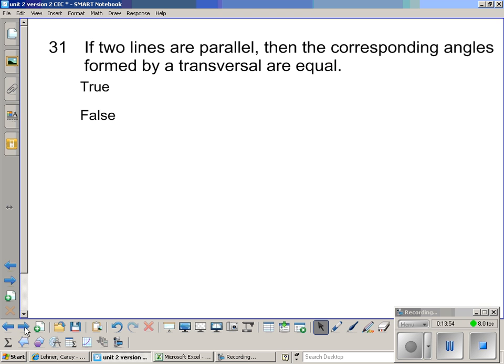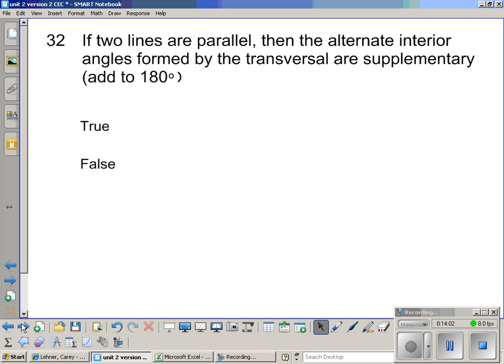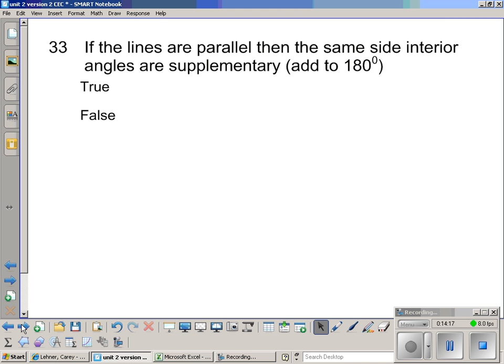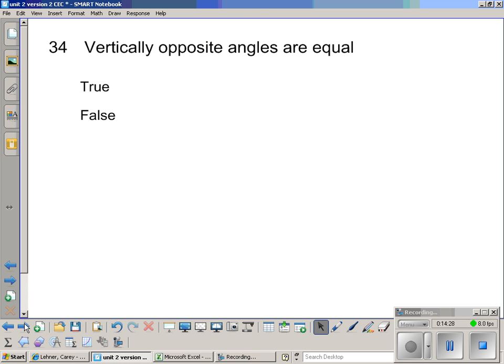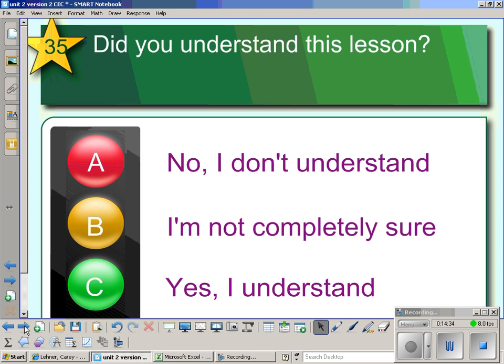If two lines are parallel, then their corresponding angles formed by a transversal are equal. That is a true statement. If two lines are parallel, then their alternate interior angles formed by the transversal are supplementary. That is false. Alternate interior angles are equal. If the lines are parallel, then the same side interior angles are supplementary. This is true. Alternate interior are equal. Same side interior are supplementary. Vertically opposite angles are equal. That is true no matter whether they're parallel or non-parallel lines.